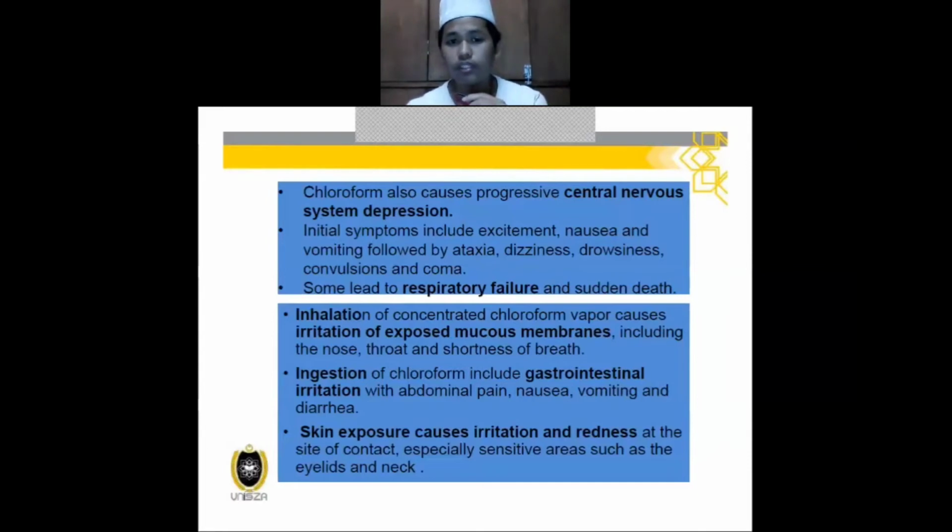Chloroform also can cause progressive central nervous system depression. The initial symptoms include excitement, nausea, and vomiting, followed by ataxia, dizziness, drowsiness, convulsion, and coma. Some lead to respiratory failure and cause sudden death. Inhalation of concentrated chloroform vapor causes irritation of exposed mucous membrane, including the nose, throat, and shortness of breath.